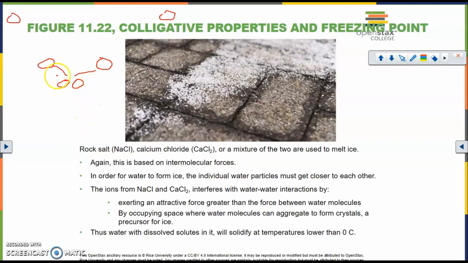So what happens is, if there are no dissolved solutes in pure water, these two water molecules are going to be very, very easily associated with each other.